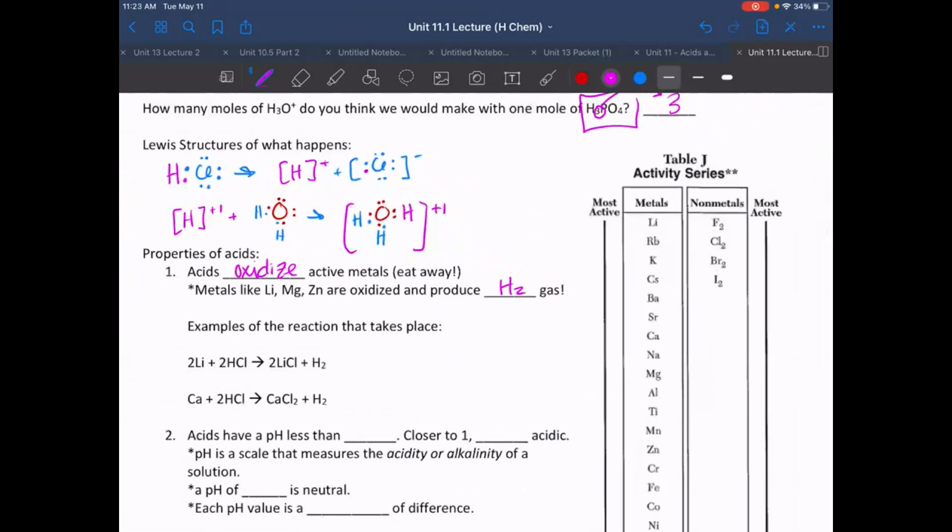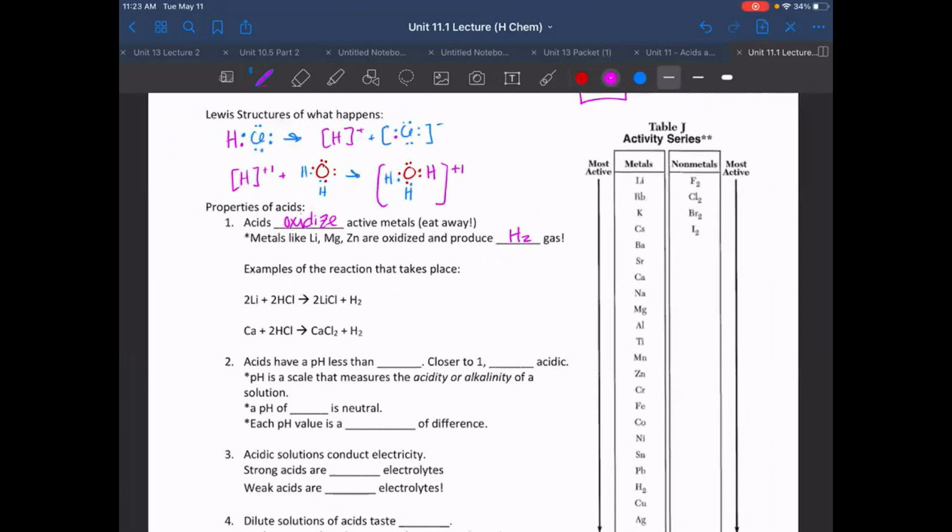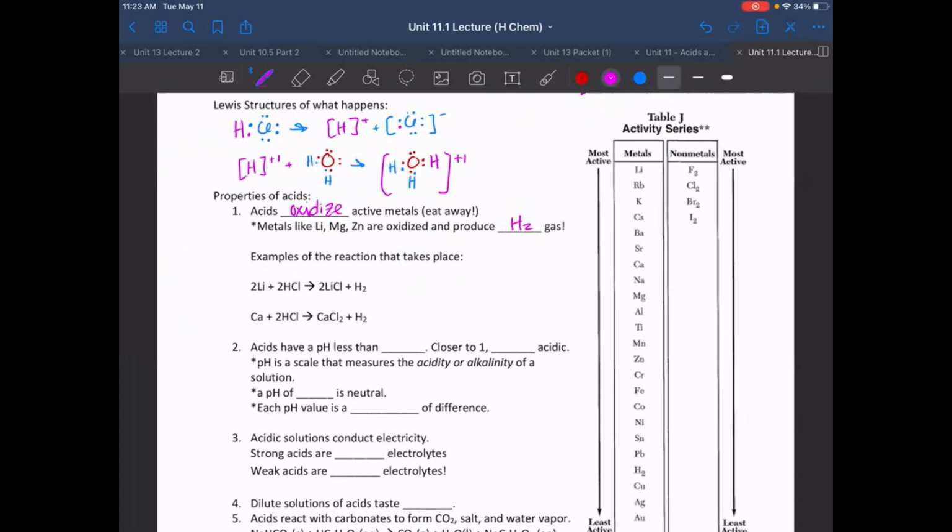So how we decide if something is what we call an active metal or able to be oxidized has to do with this activity series. So this is table J in your blue packet. I also put it on the right-hand side of your notes here. Highlight where H2 lives. So this is where hydrogen gas lives. Anything that is above H2 will be oxidized. Versus anything below won't oxidize from acids. So it has to be above this H2 mark.